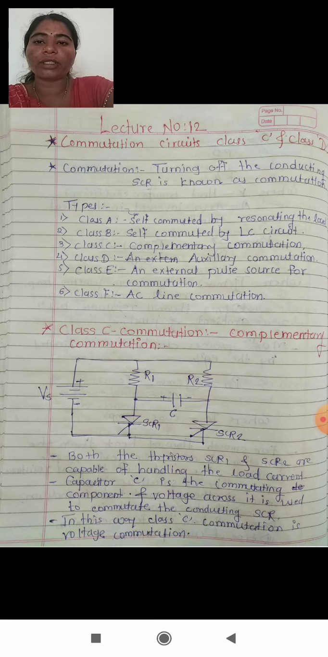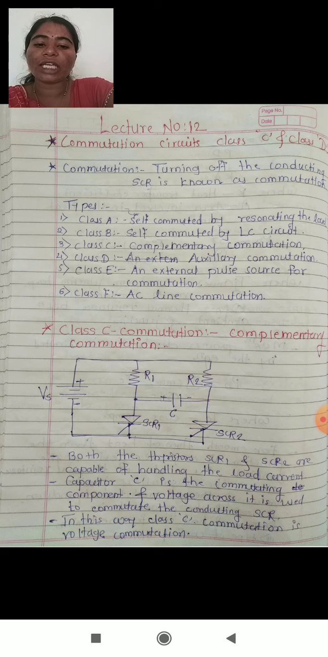Out of that, we have to learn class C type first. It is also called complementary commutation. Now see the figure. Vs is the supply voltage, R1, R2 and C are the resistances and capacitor respectively. There are two SCRs used, SCR1 and SCR2. Both are main SCRs.